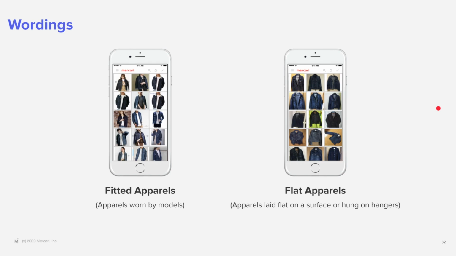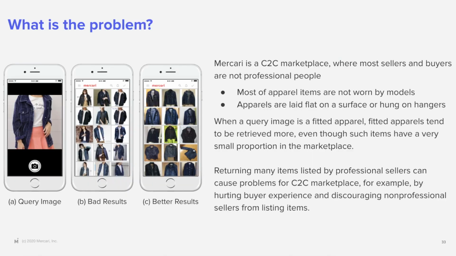Before moving on to the details, let me clarify the wording. For apparel worn by models, I describe them as fitted apparel. For apparel laid flat on a surface or hung on hangers, I describe them as flat apparel. The problem was Mercari is a C2C marketplace where most sellers and buyers are not professional people. So most apparel items are not worn by models. Most apparel is laid flat on a surface or hung on hangers.